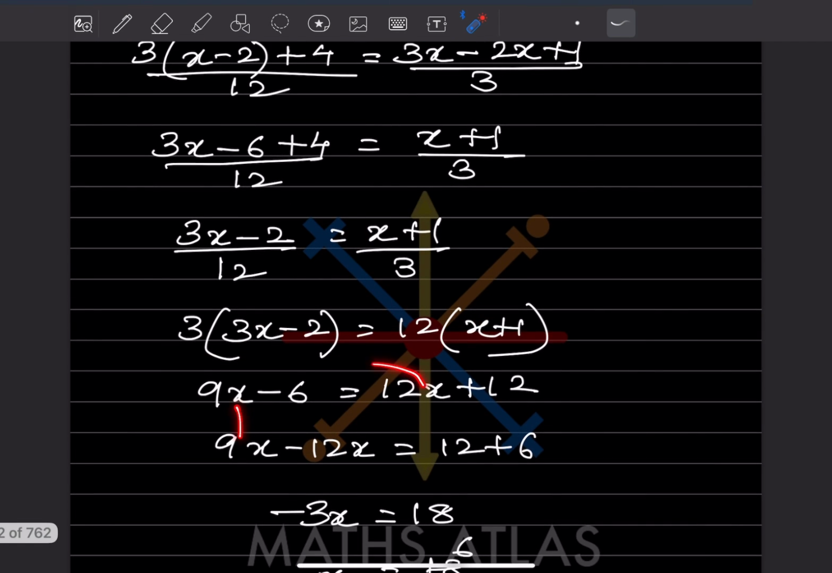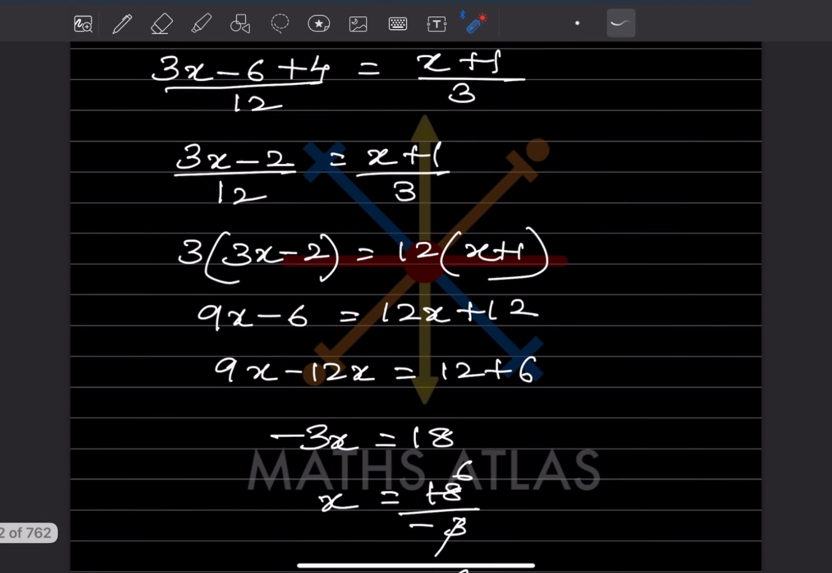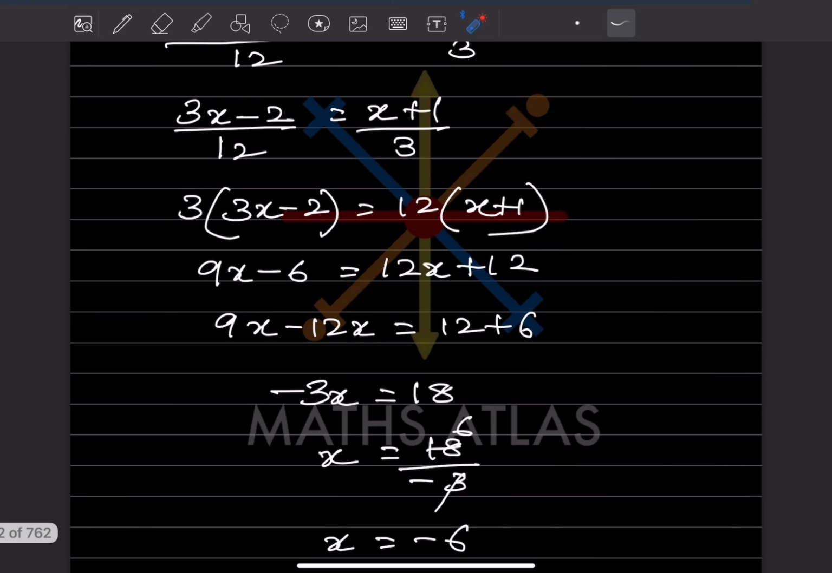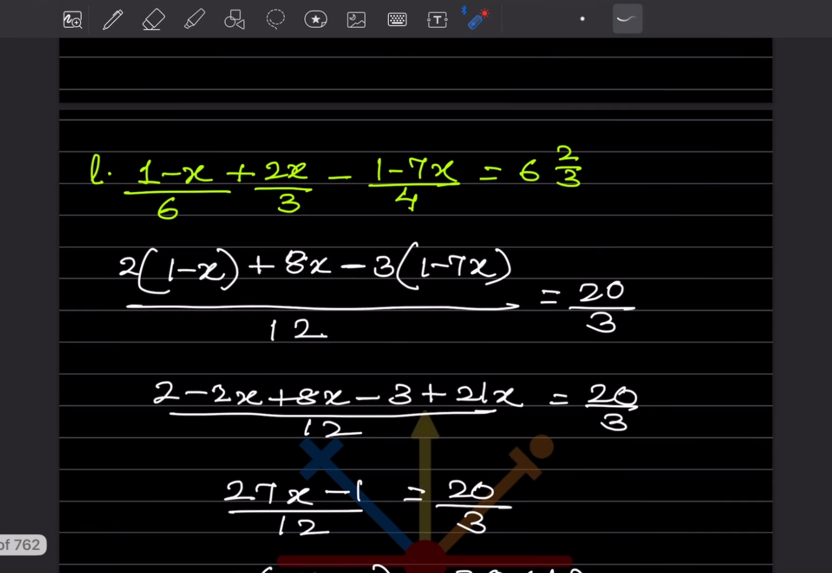So 9x minus 12x is going to be 12, and this is going to be plus 6. So minus 3x is going to be 18. So x will be 18 divided by minus 3, which is going to be minus 6. Let us see this problem.